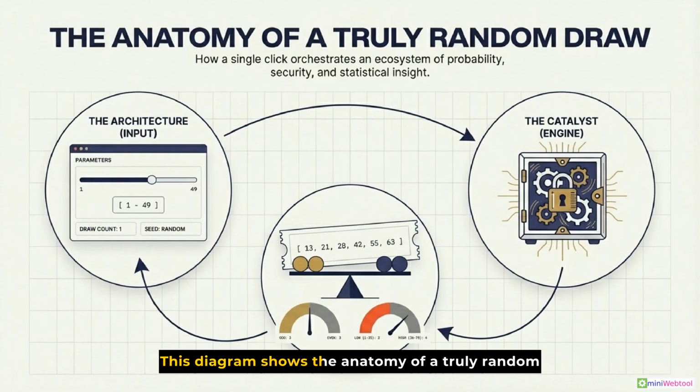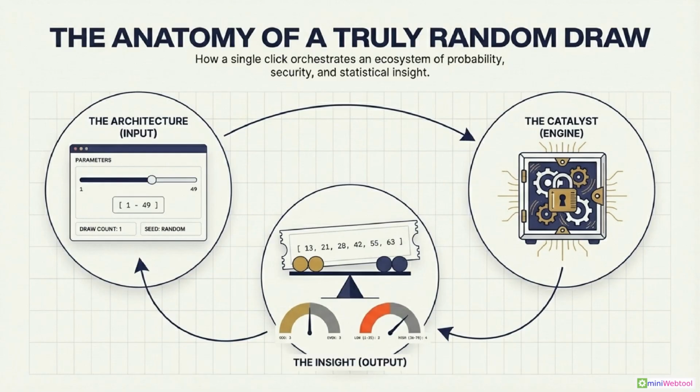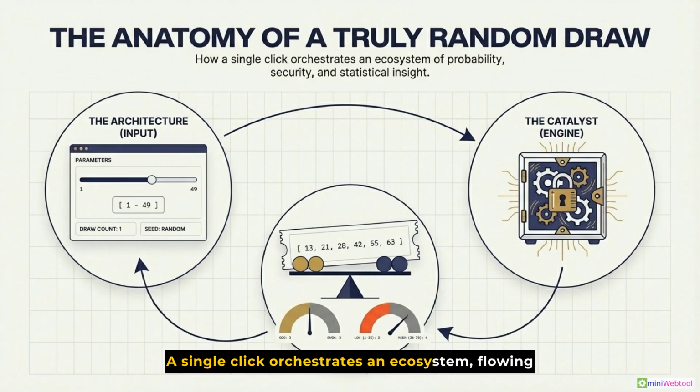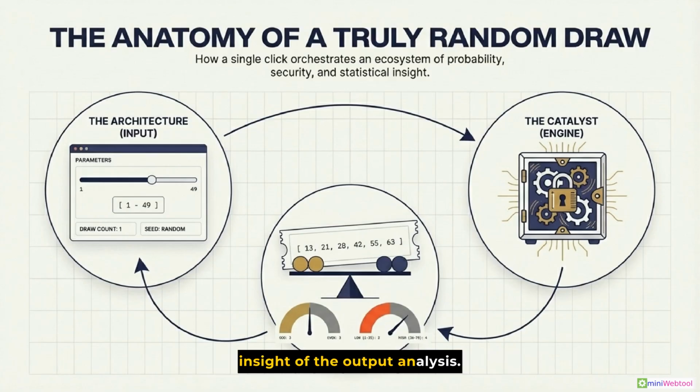This diagram shows the anatomy of a truly random draw. A single click orchestrates an ecosystem, flowing from the architecture of the input parameters to the catalyst engine, and concluding with the insight of the output analysis.